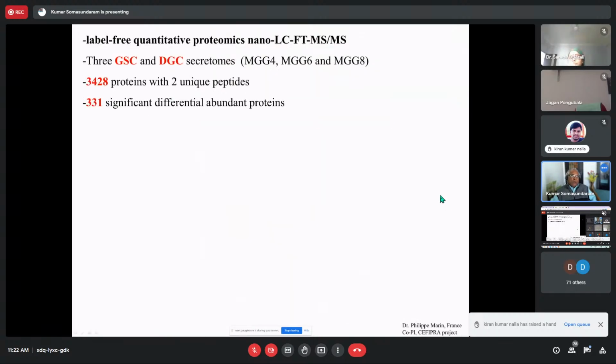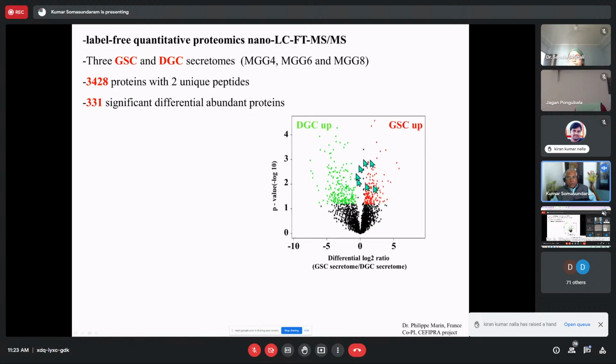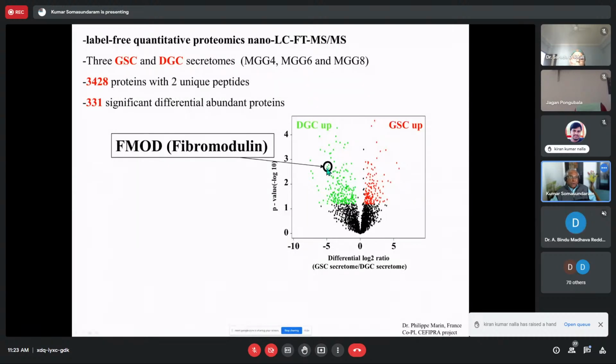So we did a label-free quantitative proteomics, and by comparing the secretome of 3 different GSCs and their corresponding DGCs, we identified many proteins with 2 unique peptides, and 331 proteins appear to be differentially present between the conditioned media of GSC versus DGC, and that is shown here. These are proteins which are highly abundant in the secretome of GSCs, while these are highly abundant in the DGCs. While there are many proteins from this category we are working on, because we wanted to study primarily the role of glioma stem cells in the biology of glioma, we got interested in one particular protein called fibromodulin. I'll tell you the reason why we took up this protein, which is present in high abundance in the conditioned media of differentiated glioma cells.